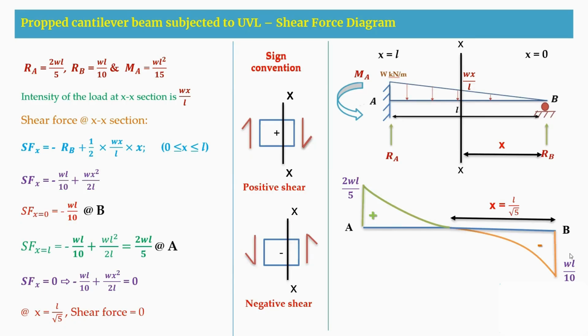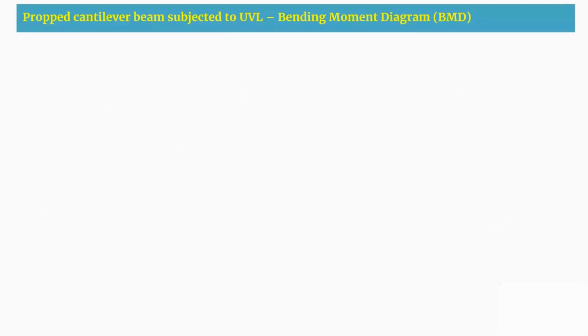So we are having at B negative shear force, at A a positive shear force, and from B at X is equal to L by root 5, I am getting a shear force of 0. So this is how you are going to draw the shear force diagram. Coming to the next slide, we are going to draw the bending moment diagram.